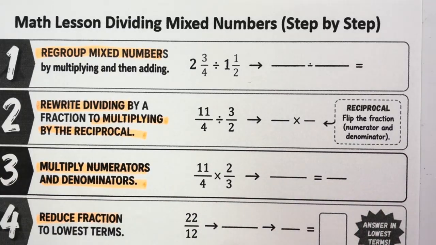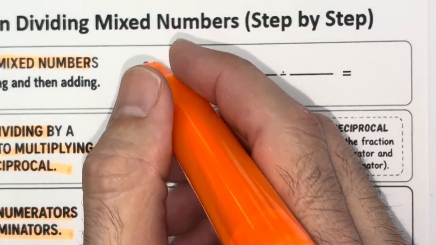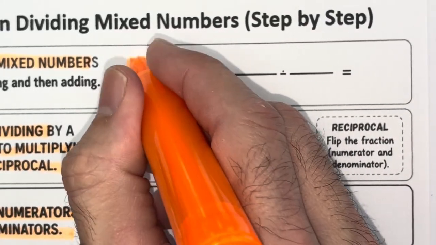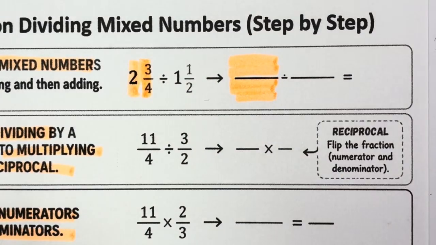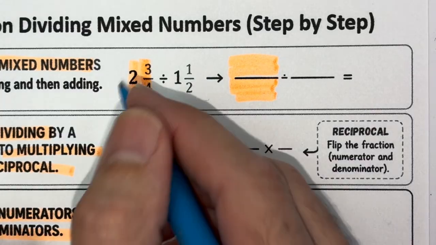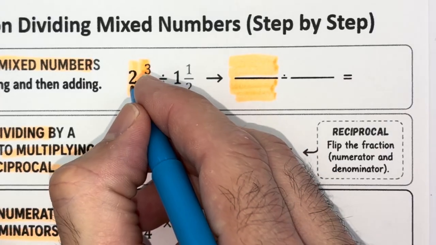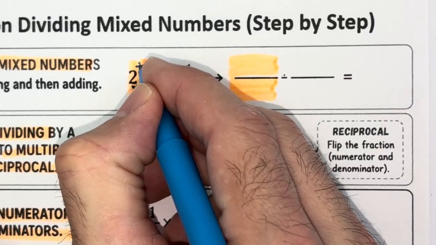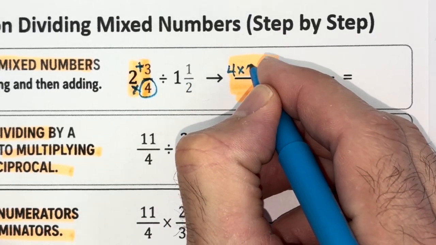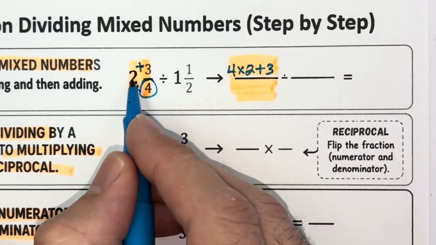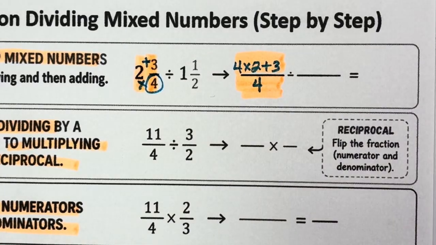So step 1, let's take a look at our first fraction. The first number right here, we're going to regroup and then rewrite it over here. We're going to start with the denominator. We need to turn the whole number back into parts in the fraction. So we're going to multiply and add. So 4 times 2 plus 3. That's getting the whole number into the fraction, and then the denominator stays the same.